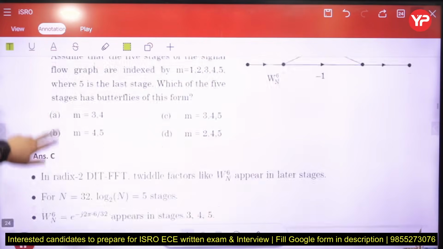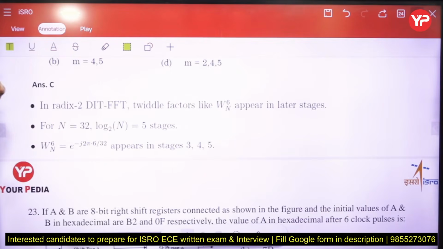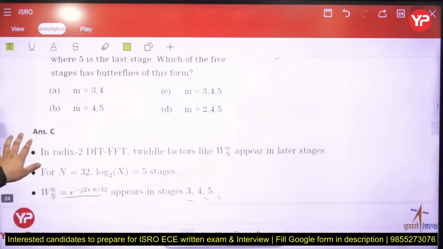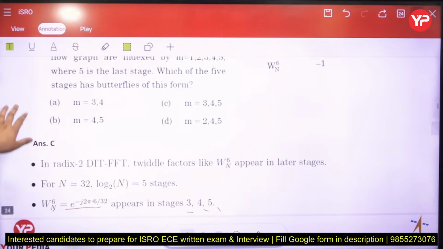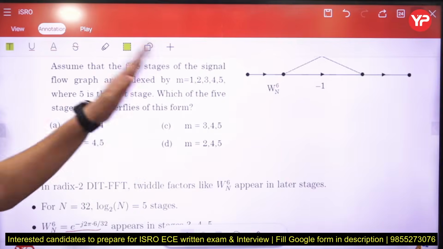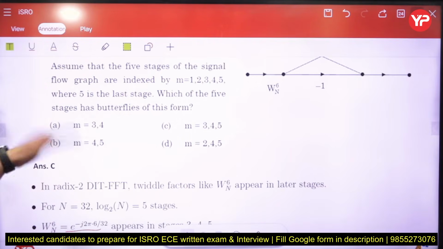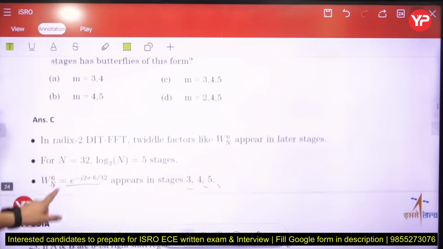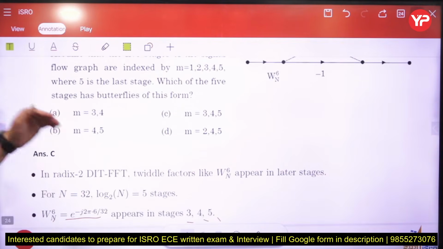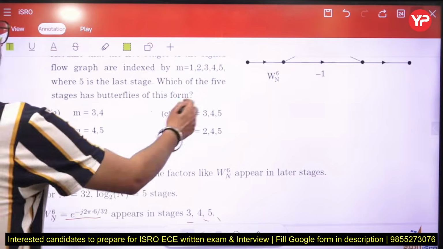Okay, see, basically W6n, that will be represented like this, that appears only at the 3rd, 4th and 5th stage. Rest of the stages it will not appear. See, twiddle factor like this will appear at the last stage. So that will appear in the last stage. That means it will appear on which starting stage, that will depend on this factor W6n, that will be available at the 3rd, 4th and 5th stage, right?